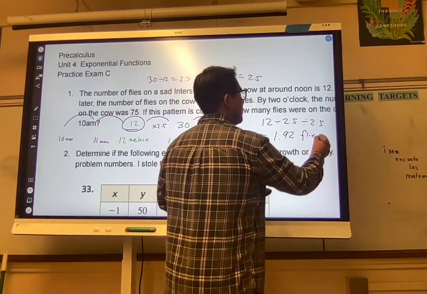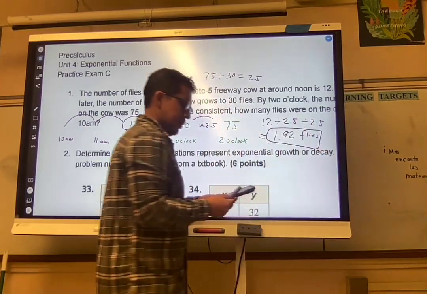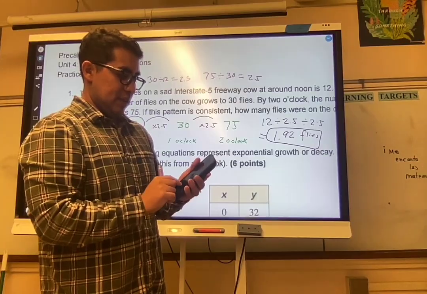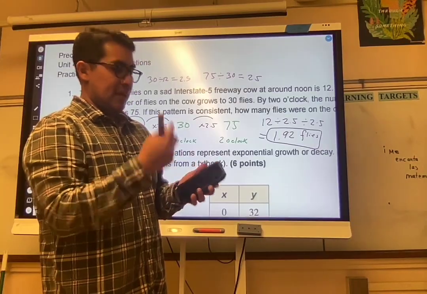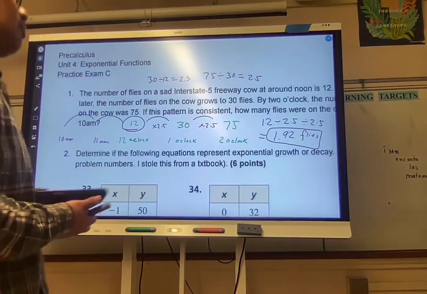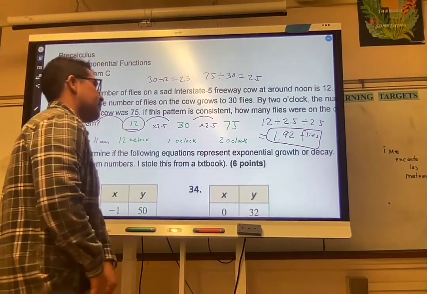So it's not a whole number, but it's the thing that makes it work, right? You can check your work by taking 1.92, multiplying it by 2.5 once, and multiplying that by 2.5 again. And when you do that, I do find that the answer is 12. So I know that 1.92 flies is the right answer.